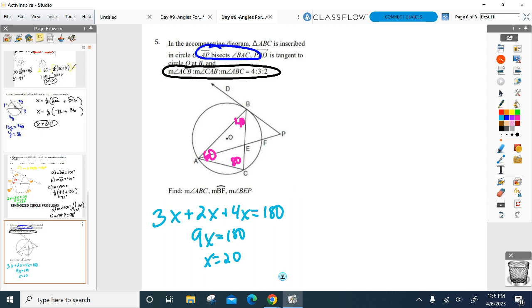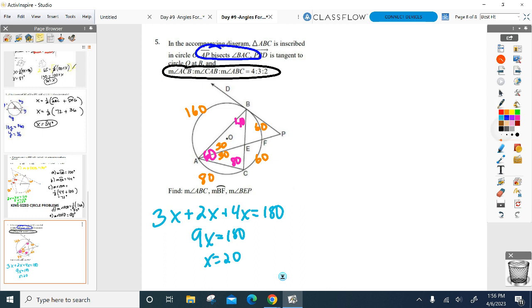All three of these angles are inscribed, right? So to find the arcs, I should not take half of it. I should be doubling it to go to the arcs. So arc AC should be 80. Arc AB should be 160. Arc BFC should be 120. But before I do that, remember what we set up at the beginning? Angle BAC is getting bisected, right? So each piece here should be 30 and 30, meaning those arcs should be 60 and 60. Everyone all right on how I got there?